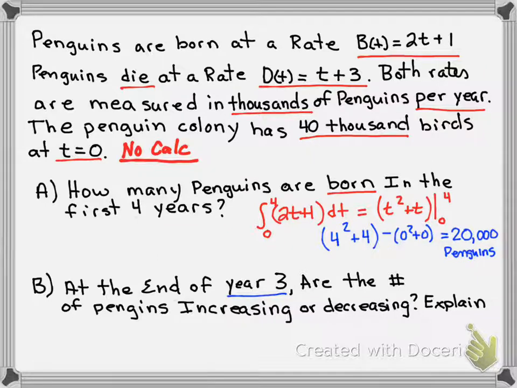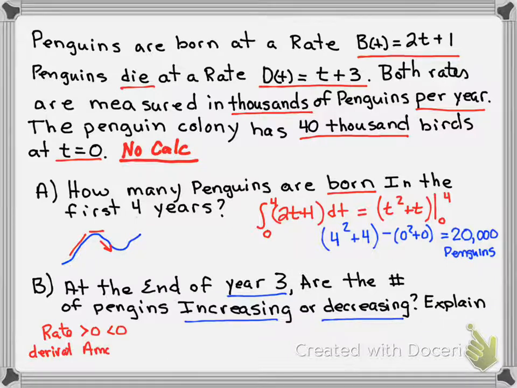And because we want to know whether the penguins are increasing or decreasing, if we thought about this as the graph, this might be the graph of penguins, and now we'd start to come down and up. Well, at any time, this slope or derivative would tell me whether we're increasing or decreasing. So all I care about is the rate being greater than 0 or less than 0, because this rate is the derivative of the amount of penguins.